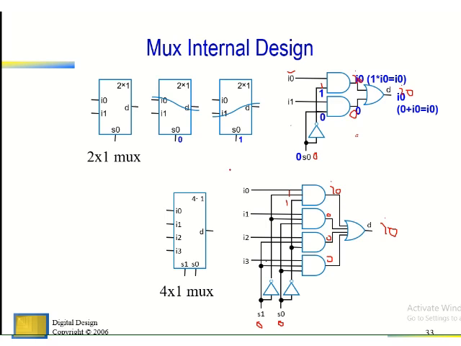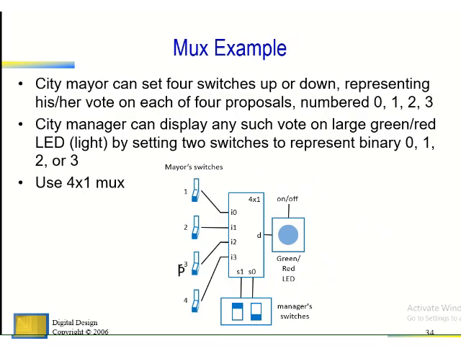Similarly for a 4 cross 1 mux, if the select lines are 0 0, then I0 will be connected to D, and similarly if S0 and S1 are, let's suppose, 1 1, then I3 will be connected to D. So let's take an example of a multiplexer application.